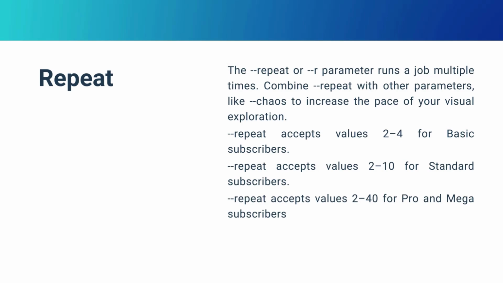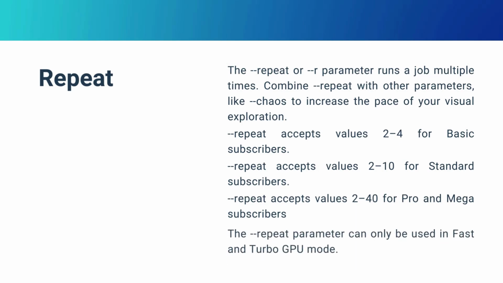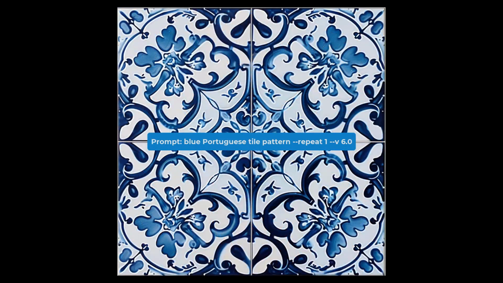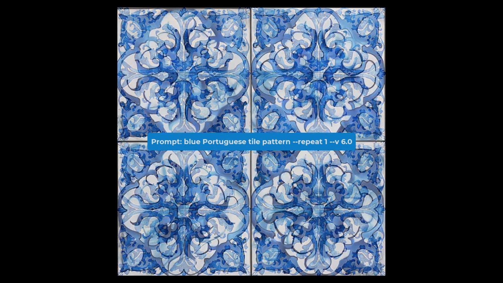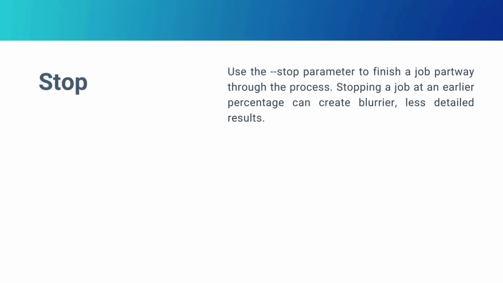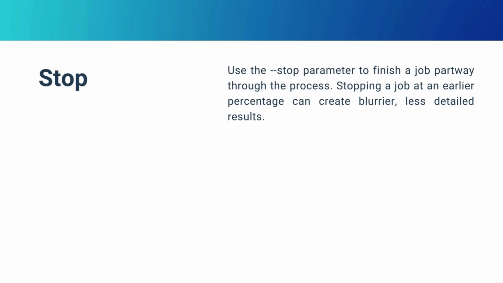The --repeat parameter can only be used in fast and turbo GPU mode. The prompt here is blue Portuguese tile pattern --repeat 1. And these are the 4 options. Use the --stop parameter to finish a job partway through the process. Stopping a job at an earlier percentage can create blurrier, less detailed results.